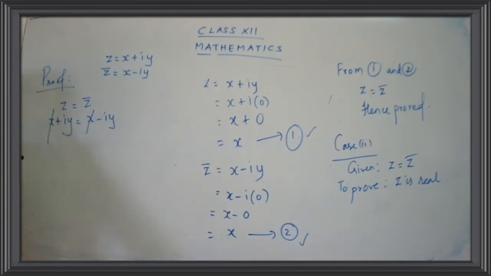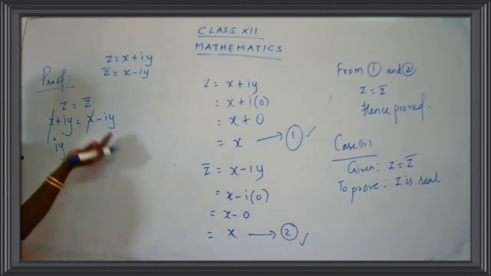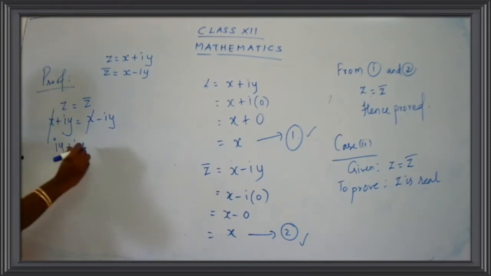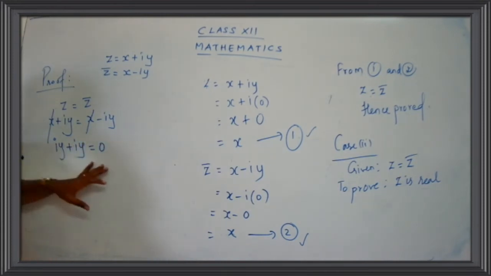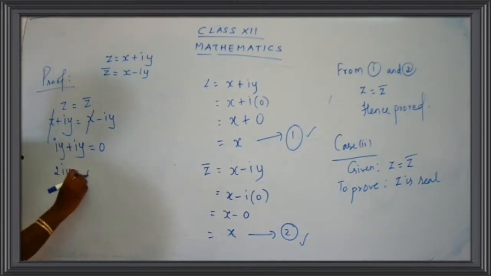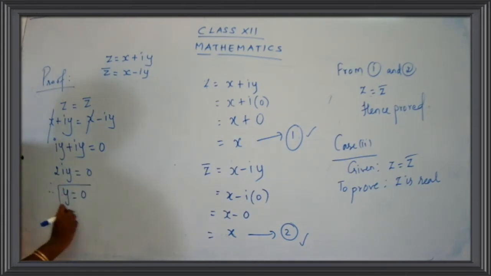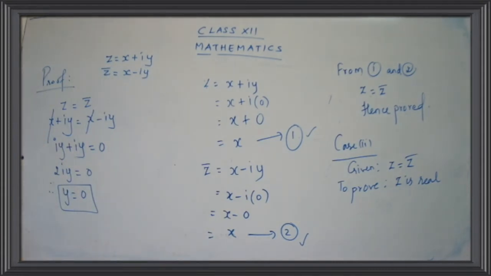So now I'm going to bring everything on one side. So iY, this is minus iY. When minus iY comes from RHS to LHS, it becomes plus iY. Yes. And this is equal to 0. Here nothing is left out, yes, children? So you have to put here 0. iY plus iY, 2iY is equal to 0. So you say Y is equal to 0. So what you get from the given part, we get that Y is equal to 0.